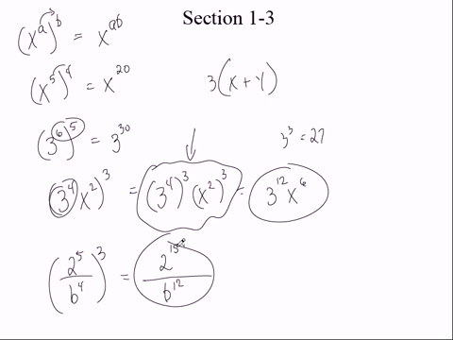You can't simplify it. Don't try to look at 12 and 15 and say, oh, 3 goes into it. No, you can't do any of that stuff. You just leave it just like that. That's all you can do. Does that make sense? Okay.